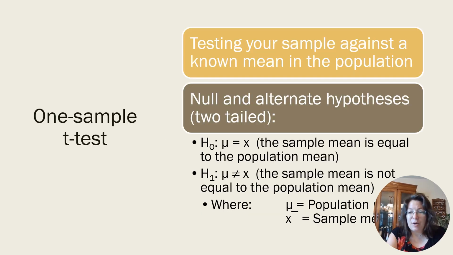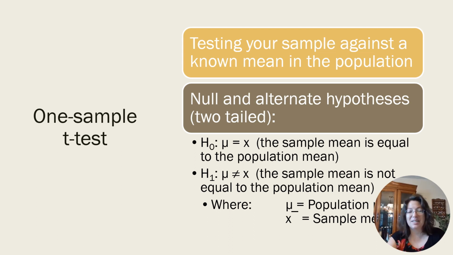All right, so let's look at the first one, the one sample t-test. This is where you test your sample against a known population mean. Usually it's used to make sure that your sample is representative of the larger population. And that means that you have to know what the larger population average and standard deviation are.